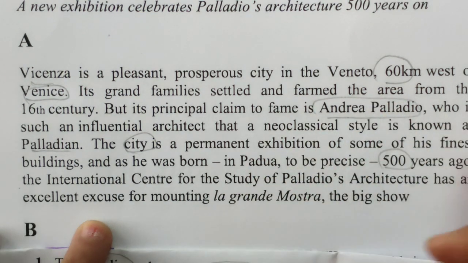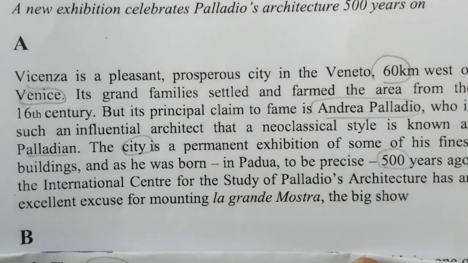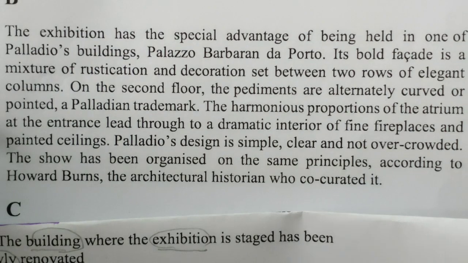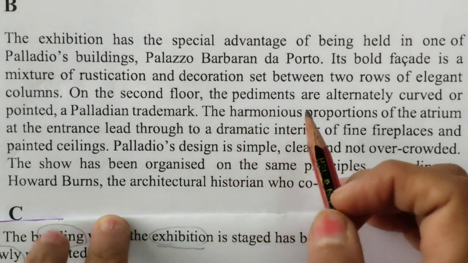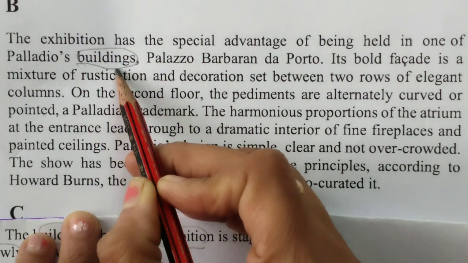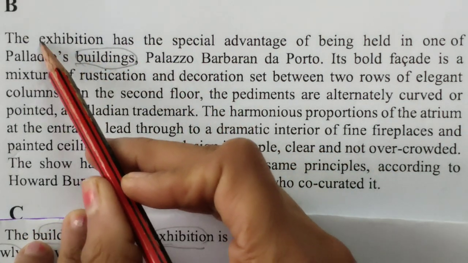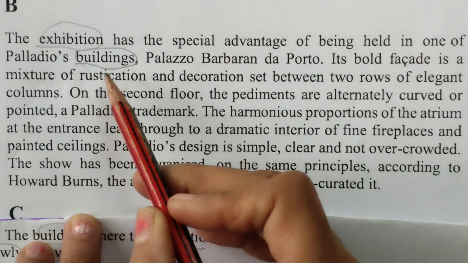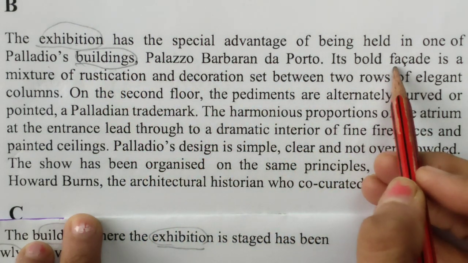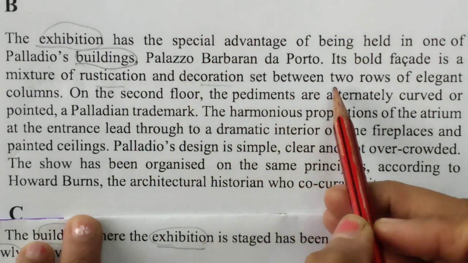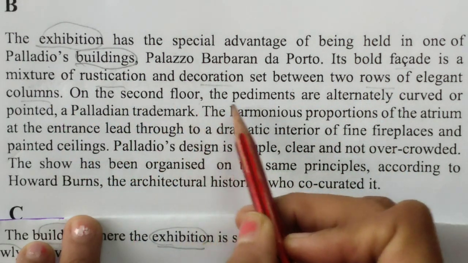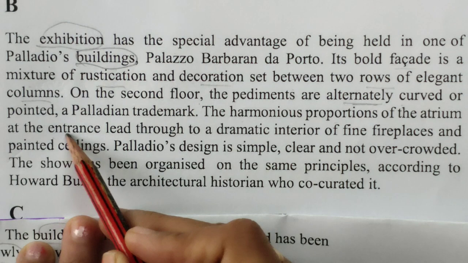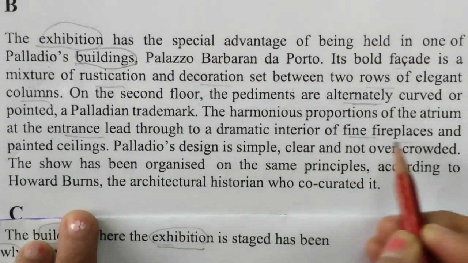Okay, so in this paragraph nothing is there relating to building and all. So, B paragraph, you also do it with me how I am looking, because if you read each and every word in the paragraph, then definitely you can't finish it. Now, I can see this building word over here, and the exhibition is also there. Exhibition has the special advantage of being held in one of the Palladio's buildings, Palazzo. Its bold facade is a mixture between two rows of columns. On the second floor, the pediments are alternately curved, the harmonious proportion of the entrance lead. So, you have to read like that only.